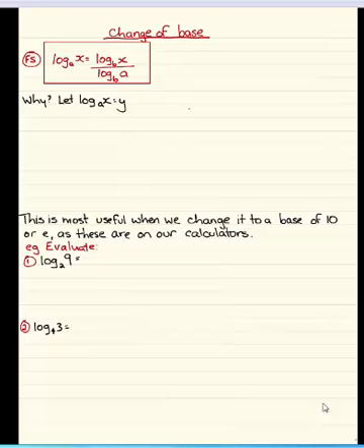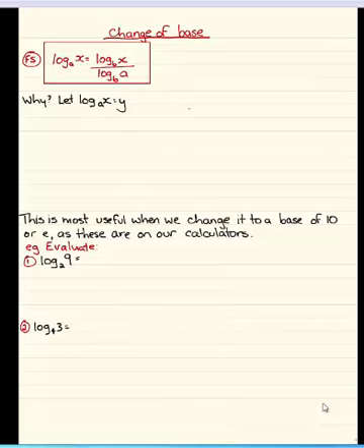Today we're looking at what is called the change of base law. So on your formula sheet, it tells you that log base a of x is equal to log base b of x over log base b of a. So what we're doing is we're taking any log with any base and we're changing it to a base of our choosing. And I want to know, why can I do this? Like, how did we come up with this log base b of x over log base b of a?